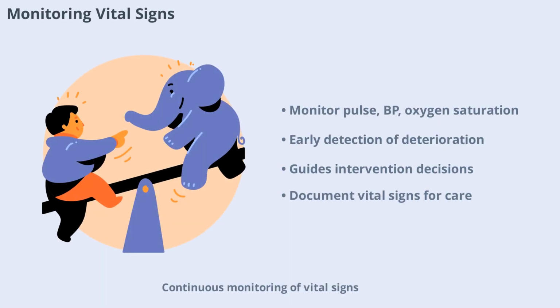Continuous monitoring of vital signs is a cornerstone of emergency management. Pulse oximetry, blood pressure, heart rate, and respiratory rate should be checked regularly during and after any emergency event. This allows for early detection of deterioration and guides intervention decisions.